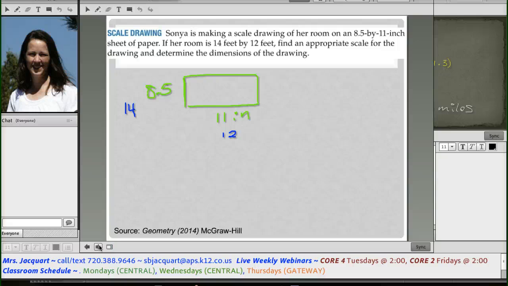For me, I like to deal with whole numbers. I don't like to deal with partial numbers like 1.5. 1.5 isn't that bad, but I like dealing in whole numbers. So what if I just took 14 feet and converted it to 14 inches? That's still too big, right? So what if I divide this by 2? Then this side would be 7 inches.